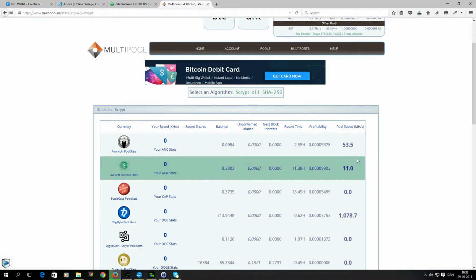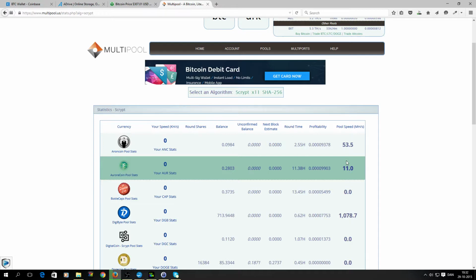Now I'm just showing you multi-pool as an example. You should choose a pool that has the coin that you want to mine. So first you find what coin it is you want to mine, and then you try to Google and find a good pool that has the coin you want to mine. Normally, I would suggest that you mine some of the bigger coins. Normally, they have the best value.